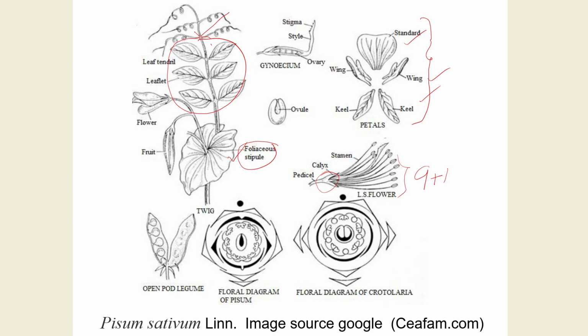So this is the floral diagram of a Pisum sativum. You can see here one of the open plots. Then the floral diagram of Pisum, you can see they have a standard, wings and keel, and that's showing the zygomorphic symmetry. And here is the floral diagram of Crotalaria. So this is Pisum sativum, which is one of the representatives of this family, showing all the characteristics of the family Papilionaceae, and the papilionaceous corolla is why the family is named Papilionaceae.